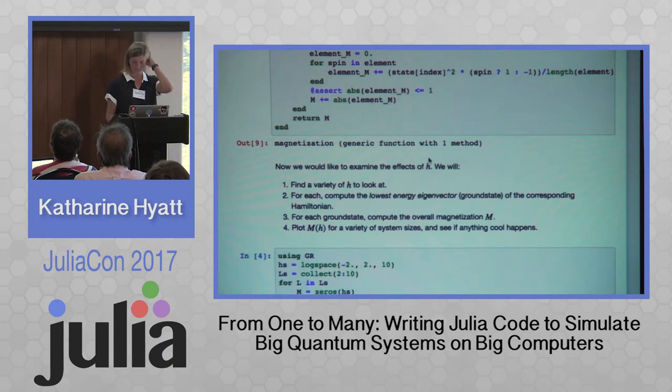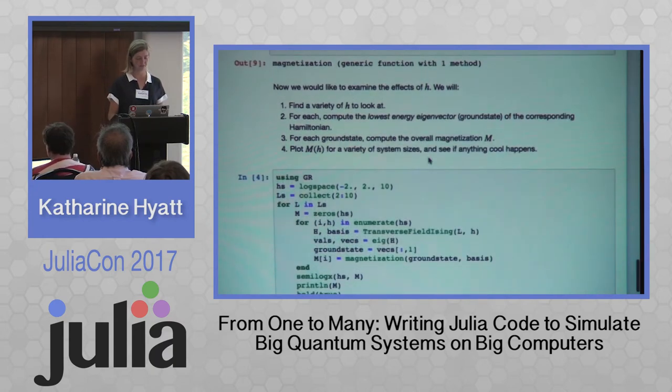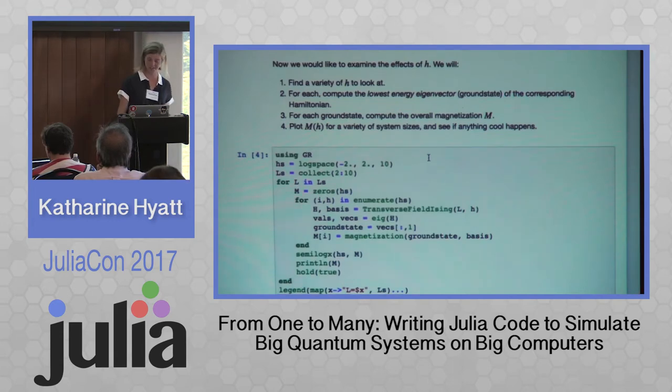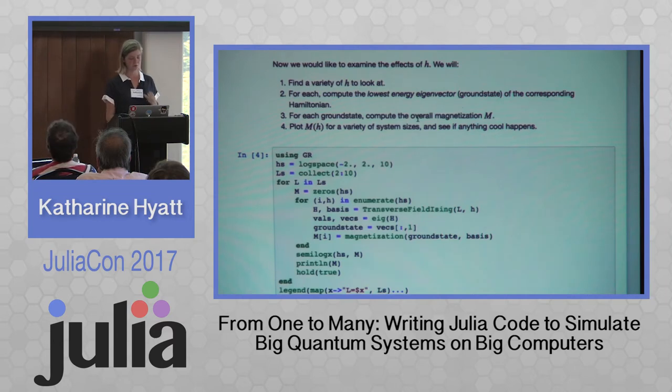Okay. So finally, the last thing we're going to do is pick a variety of transverse fields to look at. For each transverse field, make a Hamiltonian corresponding to it, find the lowest energy eigenvector, measure its magnetization, and plot, or depending on how well this plotting works, just compute what the magnetization is for that transverse field at this system size. So that's what this little blob is doing here.